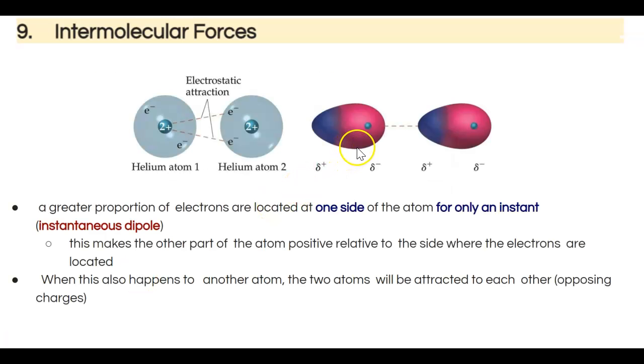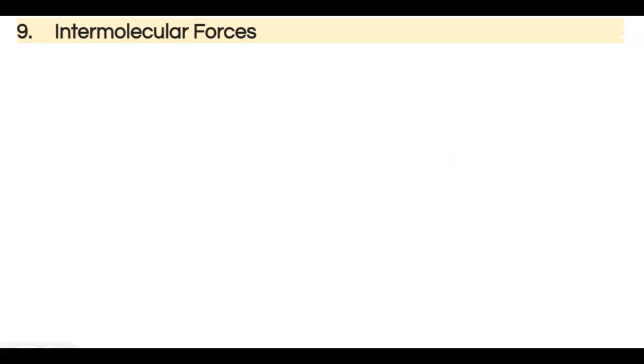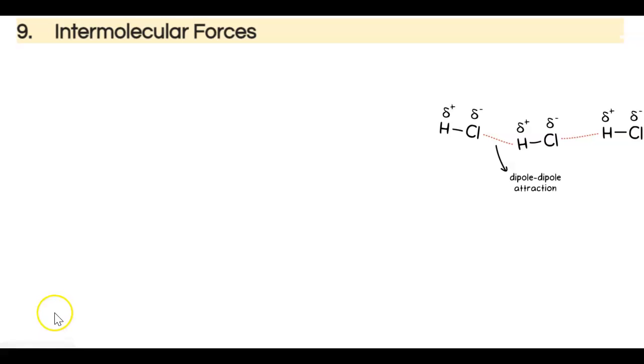And so again, we're looking at so many more of these momentary dipoles in a larger molecule like hexane compared to what we would see in ethane. Okay, so next we have our dipole-dipole interaction. I want to talk about this before we take a look at some of the writing.